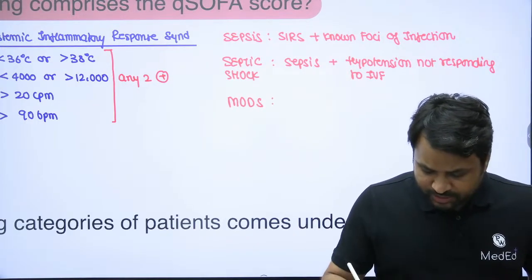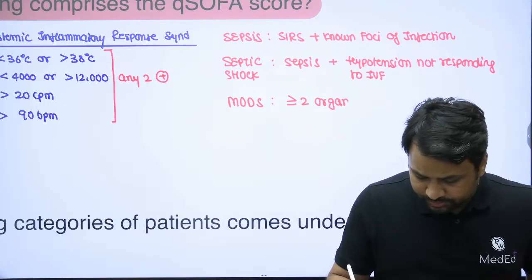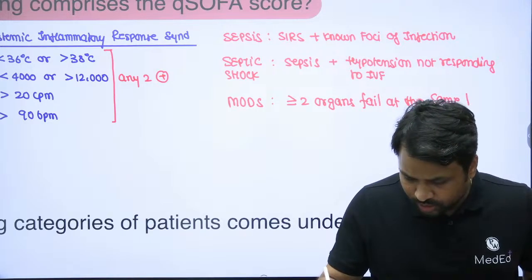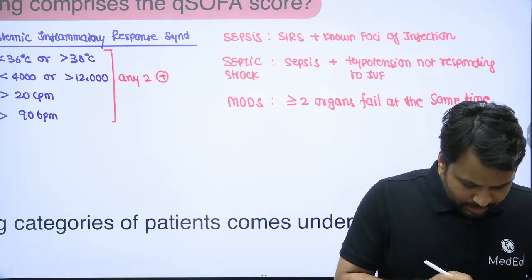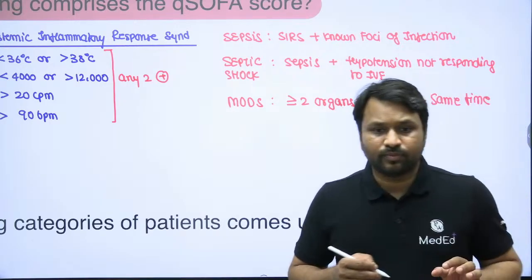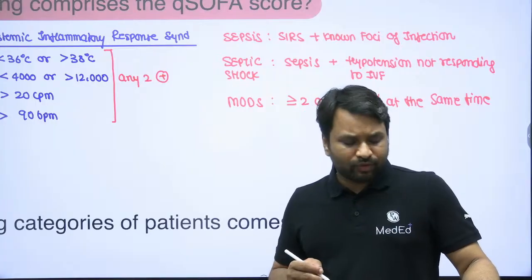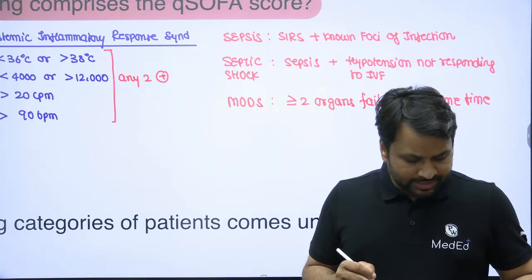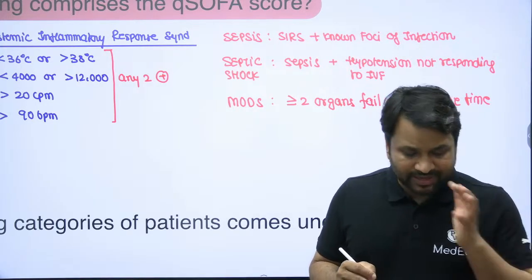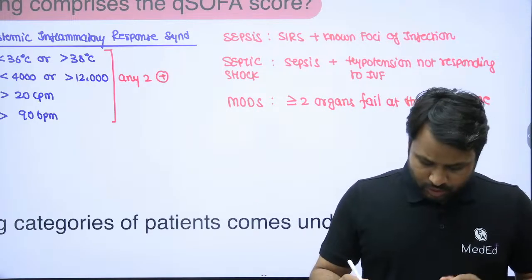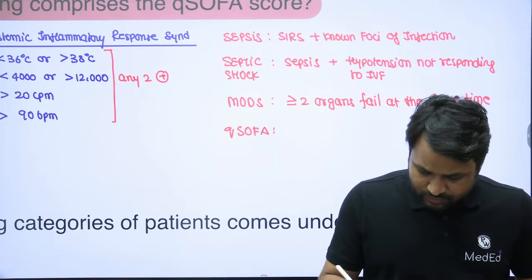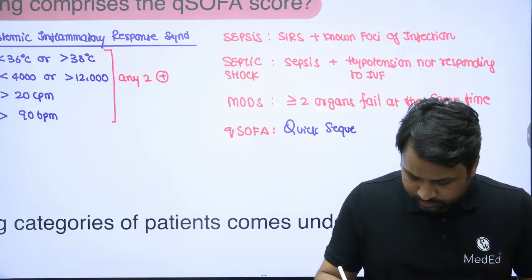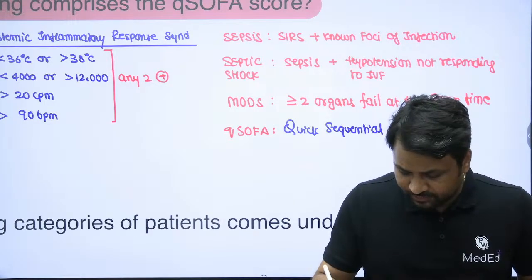Then you have MODS, multiple organ dysfunction syndrome, when 2 or more organs fail at the same time. This is what we call MODS. Then you have something called the qSOFA scoring system. But SIRS, we have already discussed. I have already described the components of SIRS in the first few questions which are discussed on the vascular disorder. You can just go look at it. Then you have qSOFA scoring. qSOFA stands for quick sequential organ failure assessment score.